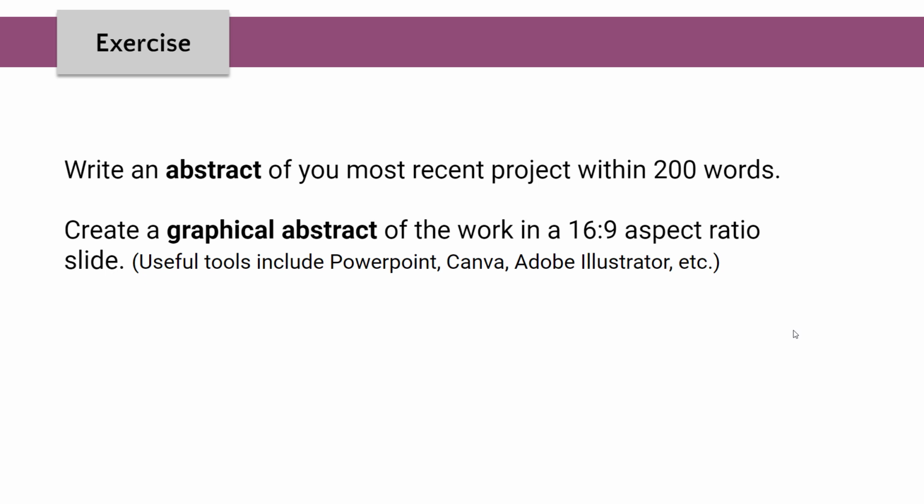And for the same project, for the same abstract, create a graphical version of your work as well. Create a graphical abstract. Make sure it is in 16:9 aspect ratio, like a presentation slide. There are many tools that you can use to create this graphical abstract. You could use PowerPoint or Canva, Adobe Illustrator, or any other graphics tool that you feel comfortable with. Please make sure that if you're using any graphics or images, you have the permission to use those graphics. There should not be any copyright violation when you are looking up graphics and trying to use them in your abstract.